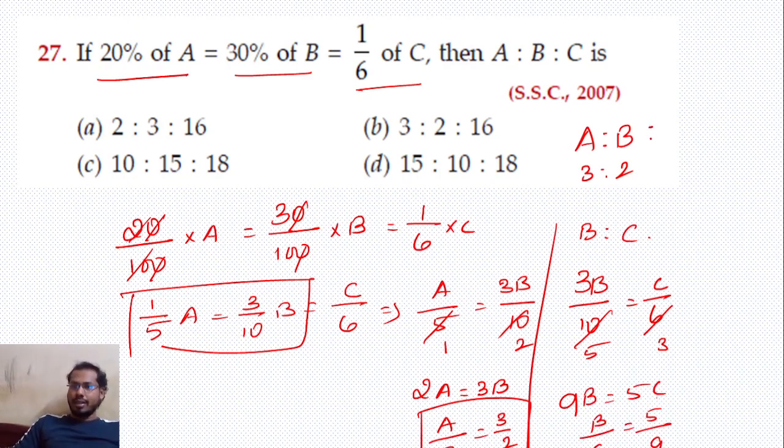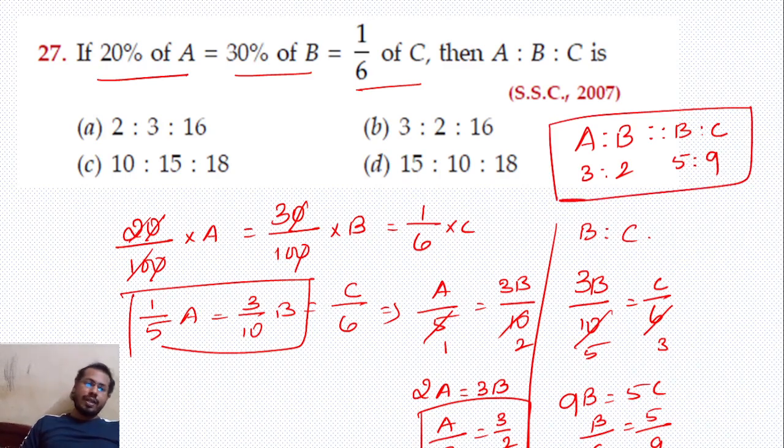Okay, so look at this, guys. B is to c is 5 is to 9. Now this is the a is to b and b is to c. I need a, b, c. Correct? So how to write this? That is the concept. Look at this. A is to b is to c is needed. Right? A is to b is 3 is to 2. B is to c is 5 is to 9.